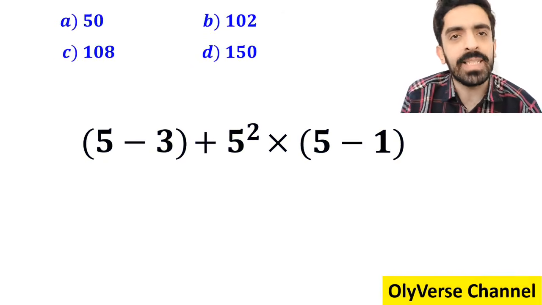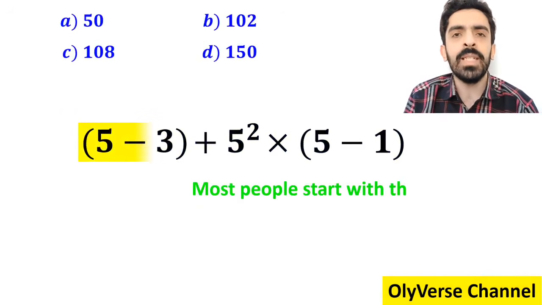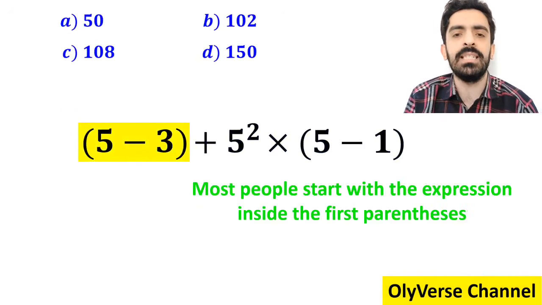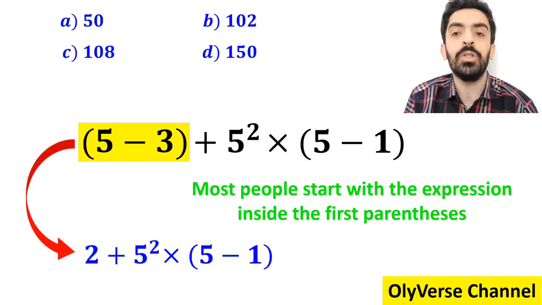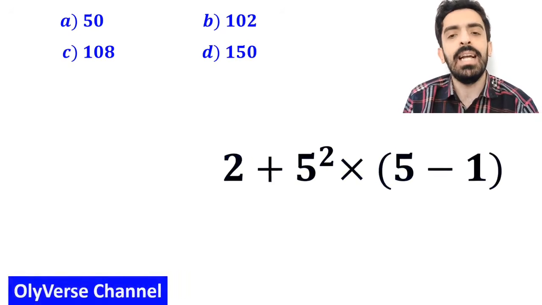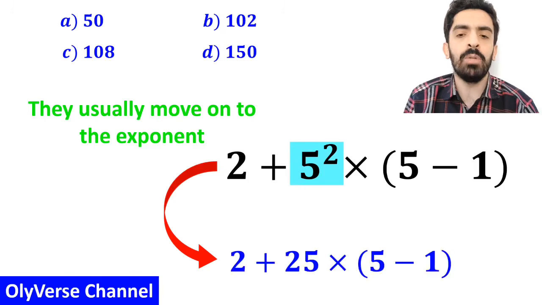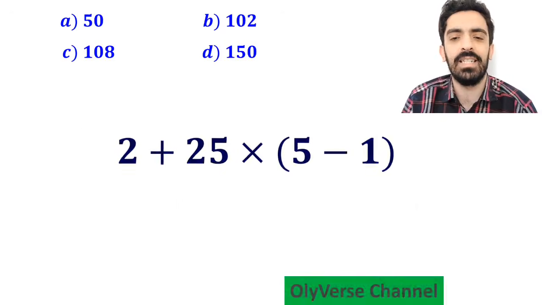Let's dive in and break it down step by step together. And the first step to solve this question, most people start with the expression inside the first parenthesis and simplify this expression to 2 plus 5 to the power of 2 multiplied by (5 - 1). And the next step, they usually move on to the exponent and replace this expression with 2 plus 25 times (5 - 1).